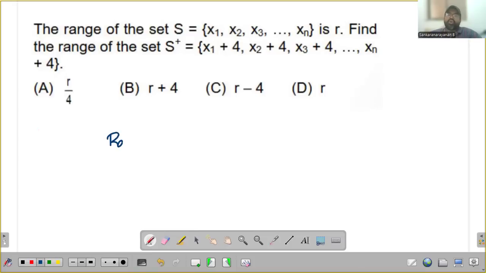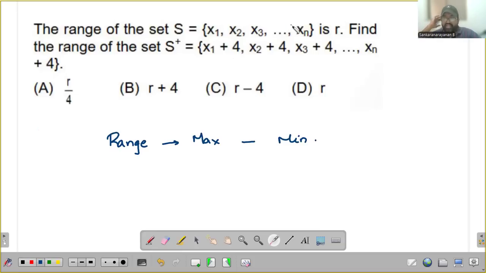See, range of a set of observations is nothing but the maximum value minus the minimum value. Listen carefully. Range is nothing but the maximum value which is there in the set of observations minus the minimum value there in the set of observations. Okay. So either you are adding or subtracting a constant to the existing set of observations, please be aware that the range is not going to change. The range will remain the same only.